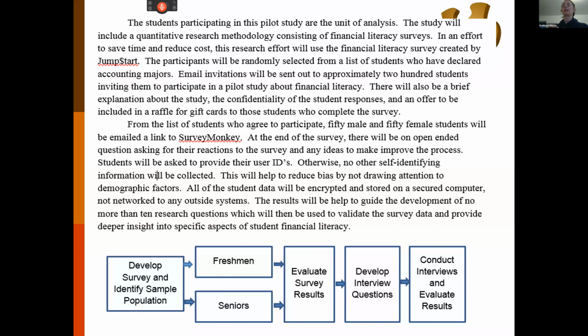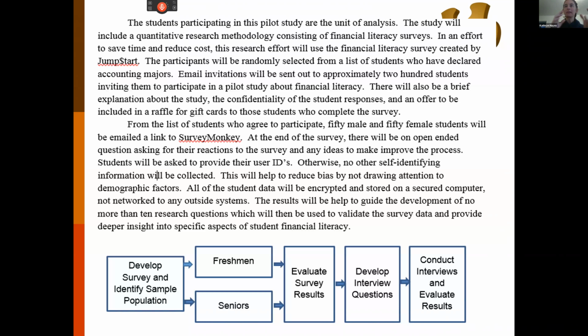Email invitations will be sent out to approximately 200 students, inviting them to participate. There will also be a brief explanation about the study, the confidentiality, and an offer to include a raffle gift certificate. Then he talks about how he's going to give them the survey, and then the open-ended question in the surveys, etc. All right. So this is the detailed stuff about how to collect data.